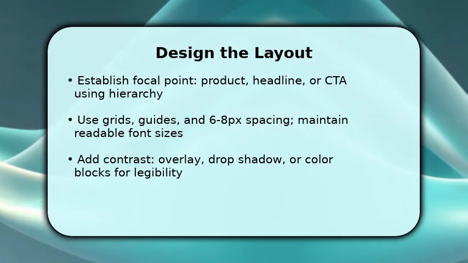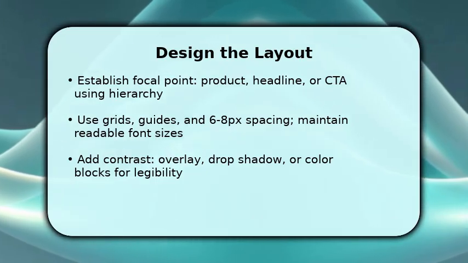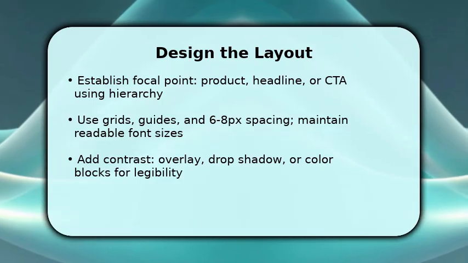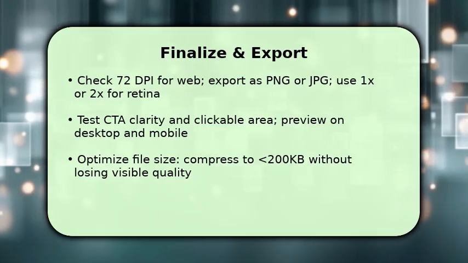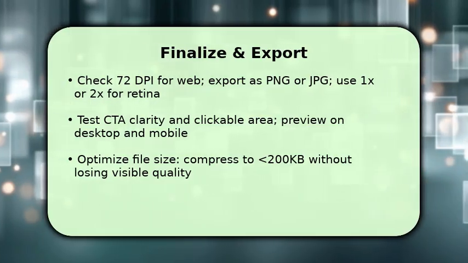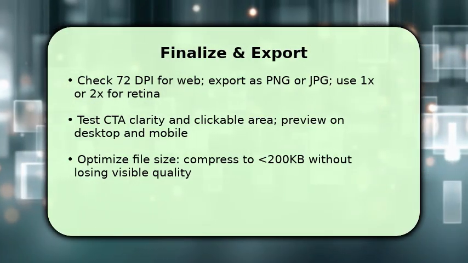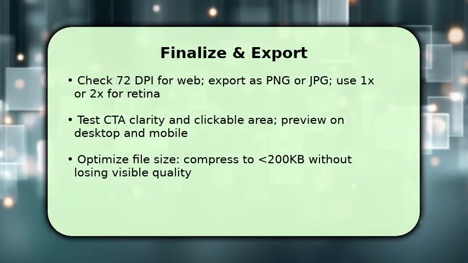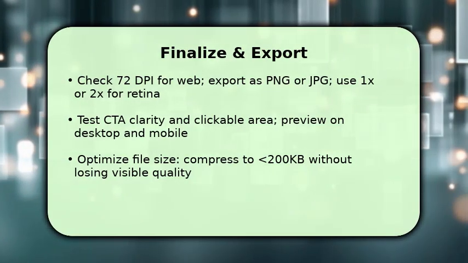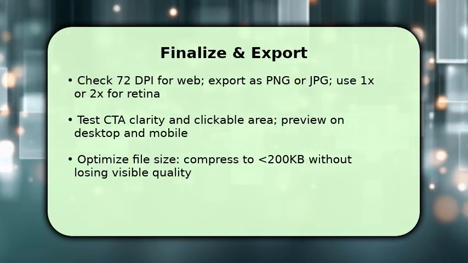You finish by proofreading copy, confirming alignment, and testing the call to action for clarity and contrast. Then select Export Settings, 72 dpi for web, PNG for sharp graphics, or JPG for photos, and consider 2x resolution for Retina displays. Before exporting, preview your banner on desktop and mobile to verify scale and legibility.